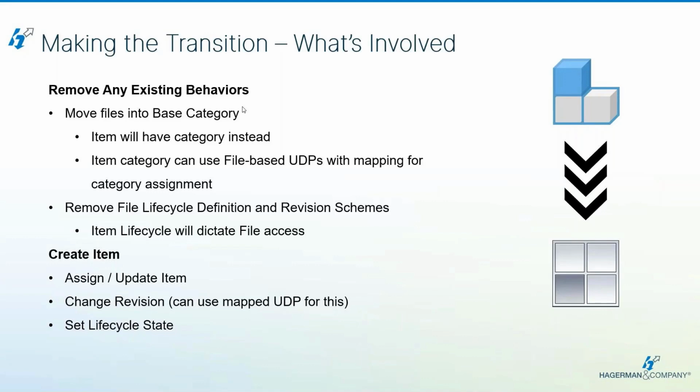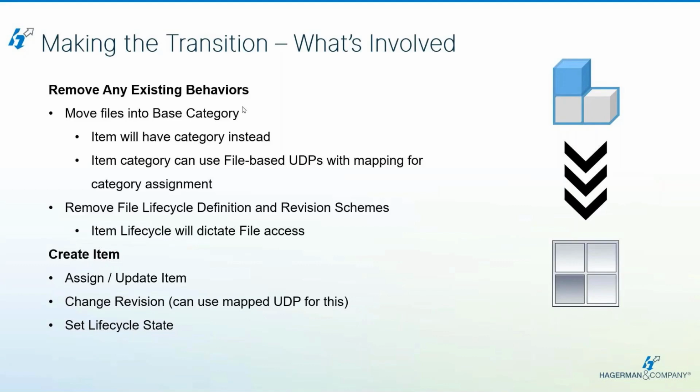So again, when we're talking about transition, your file behavior needs to go away. That would be the category, and typically the lifecycle definition and revision scheme would also go away. Again, it's easiest to use if the Vault item controls revision, file access, state, etc., right? And then once the behavior is removed from the file, you would assign the item.